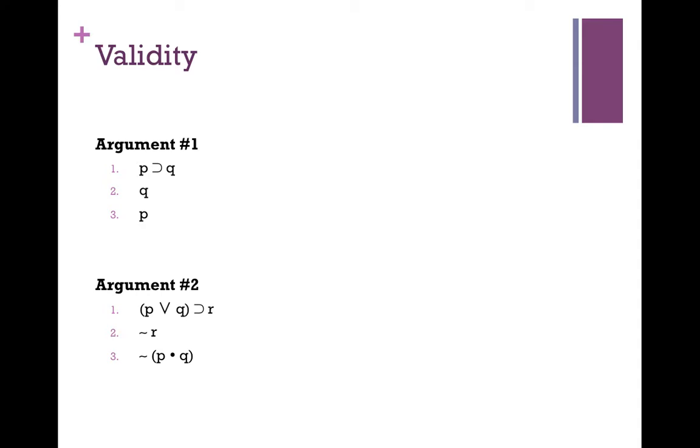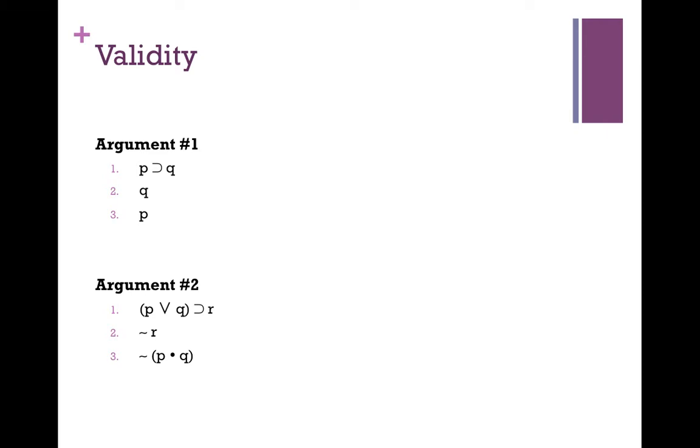Now, so far we've used truth tables to determine the truth conditions for a compound proposition. We've also used truth tables in order to determine logical properties of individual propositions as well as logical relations between compound propositions. Today we're going to look at how we can use truth tables in order to determine whether or not a deductive argument is valid or invalid.